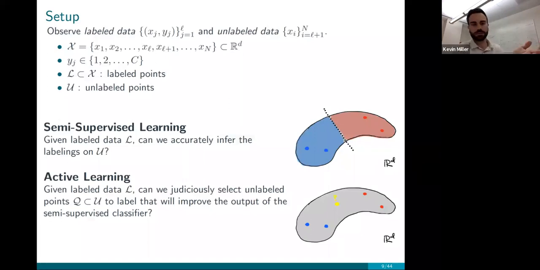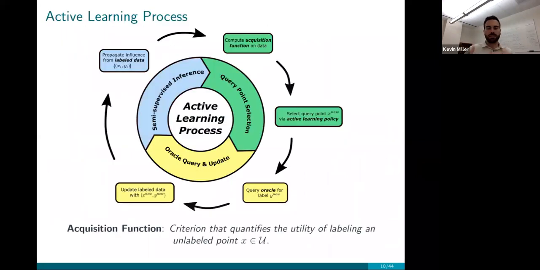Then we can phrase the semi-supervised learning problem as: given our currently labeled data L, can we accurately infer the labelings or classifications on the unlabeled data? And active learning is complementary to this and says, given our currently labeled data L, can we judiciously select a set of currently unlabeled points that, once they are labeled, will help to improve the output of our underlying semi-supervised classifier?